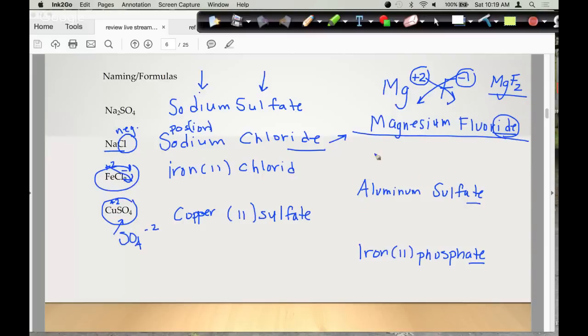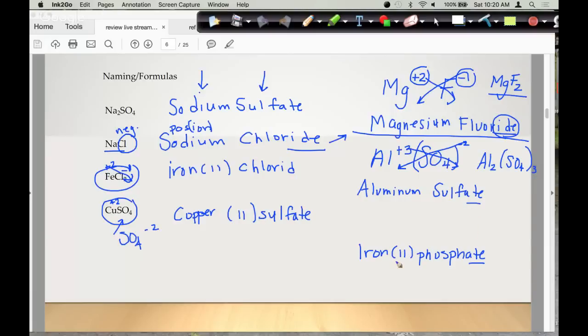For aluminum sulfate, I look up aluminum on the periodic table. Its charge is a +3. I look up sulfate on Table E and put it in parentheses. Its charge is a -2. Crisscrossing the number outside the parentheses, I get Al2(SO4)3.